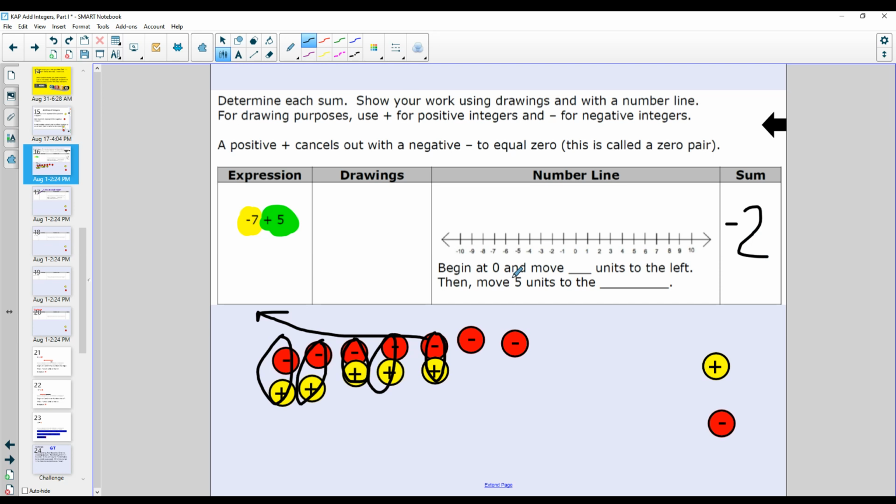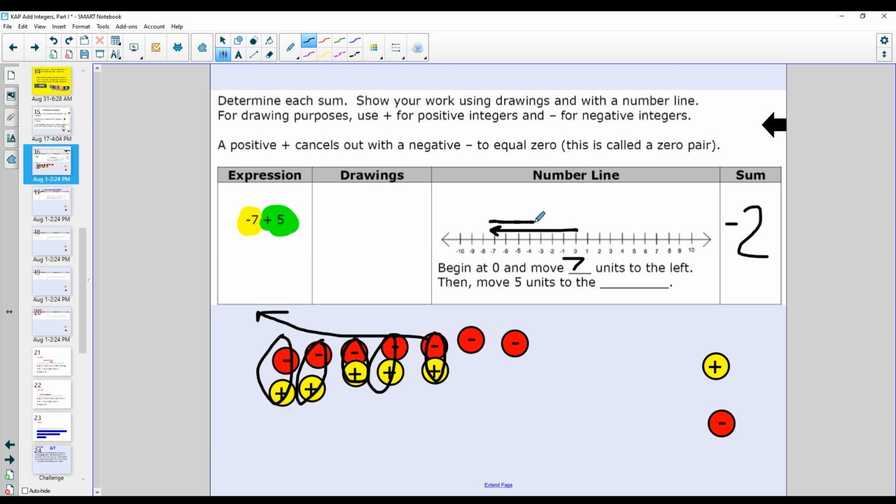Another way you could do it is using a number line. You begin at 0, so you put a dot at 0, and move blank units to the left. -7, negatives are to the left of 0, so I move 7 units to the left. I draw an arrow. Then I move 5 units, 5 is positive, to the right.